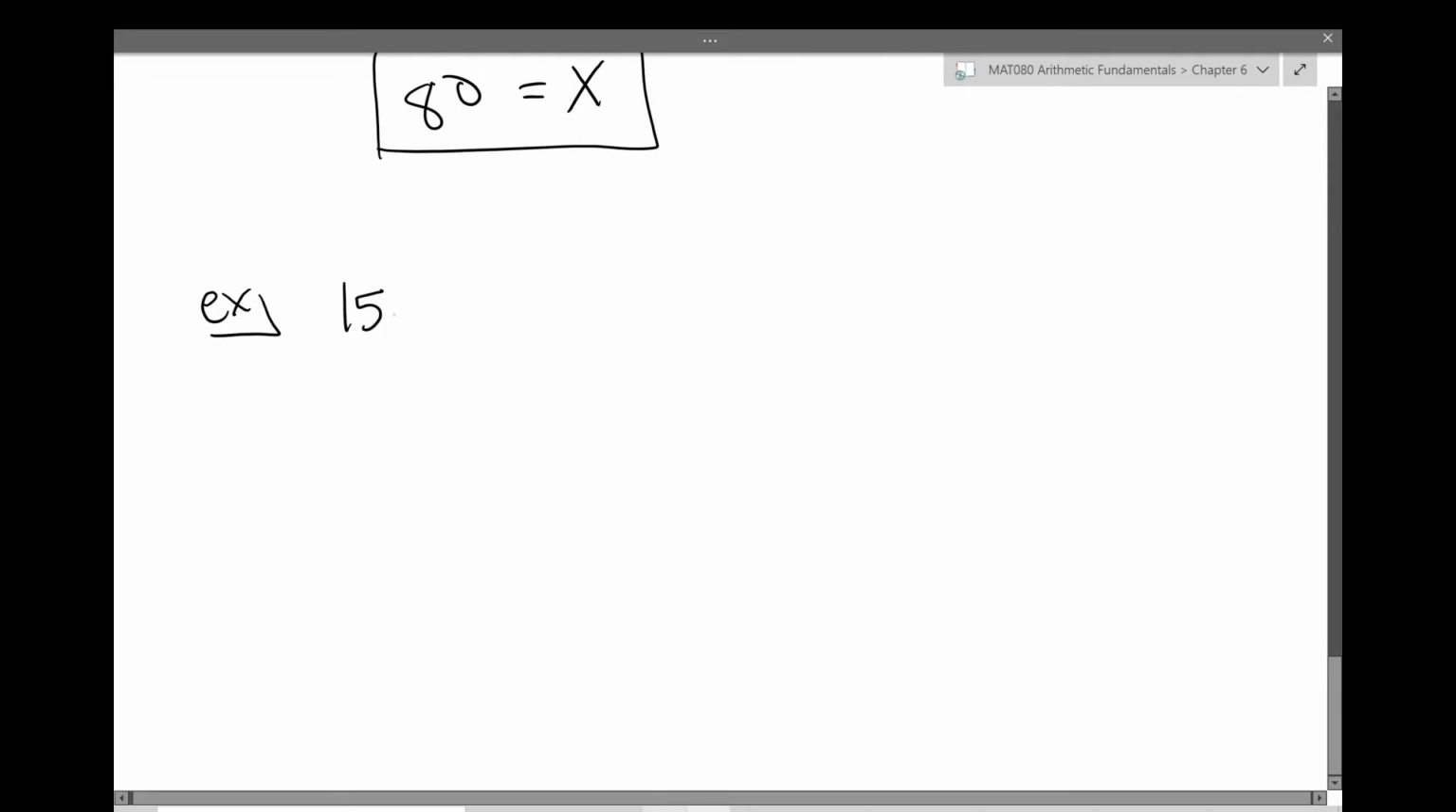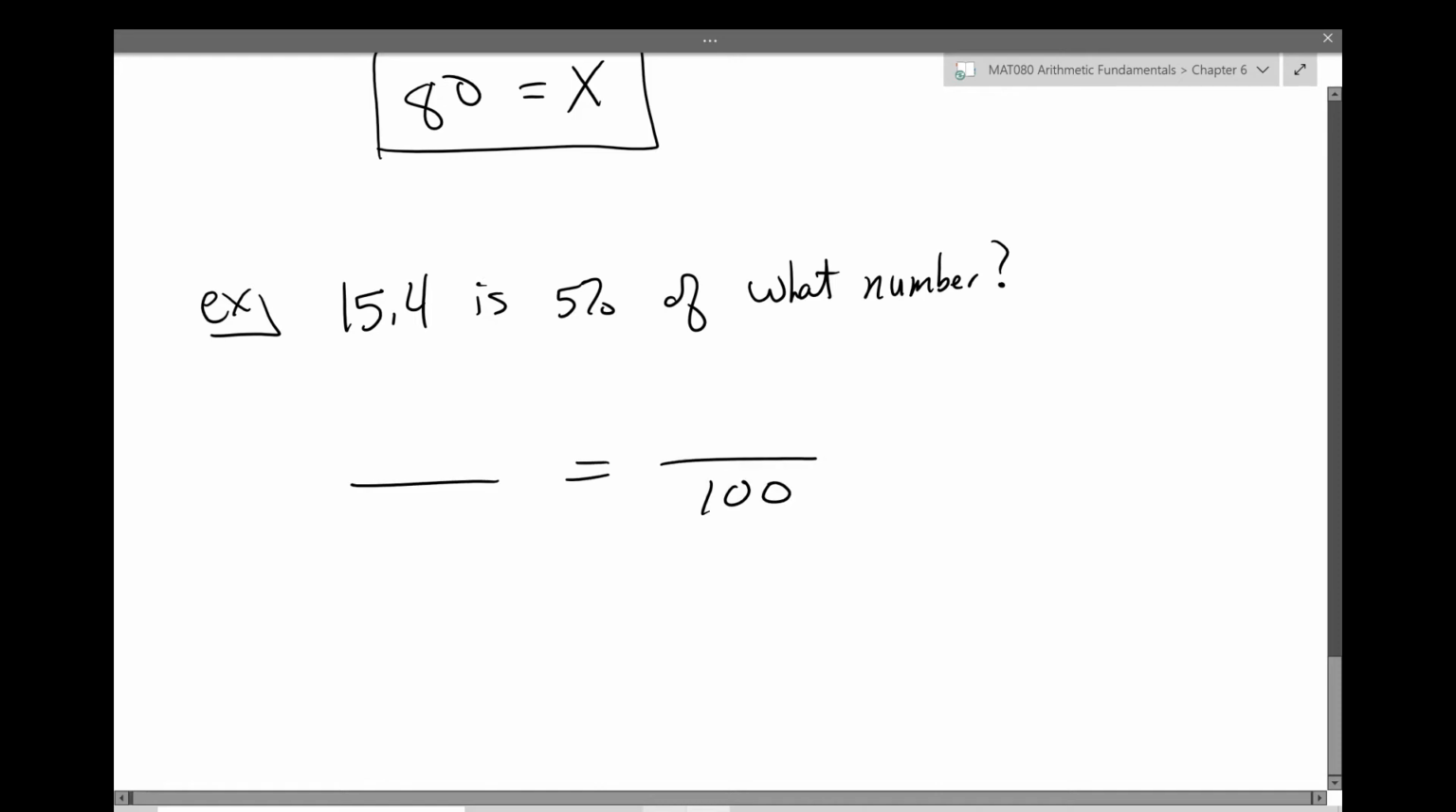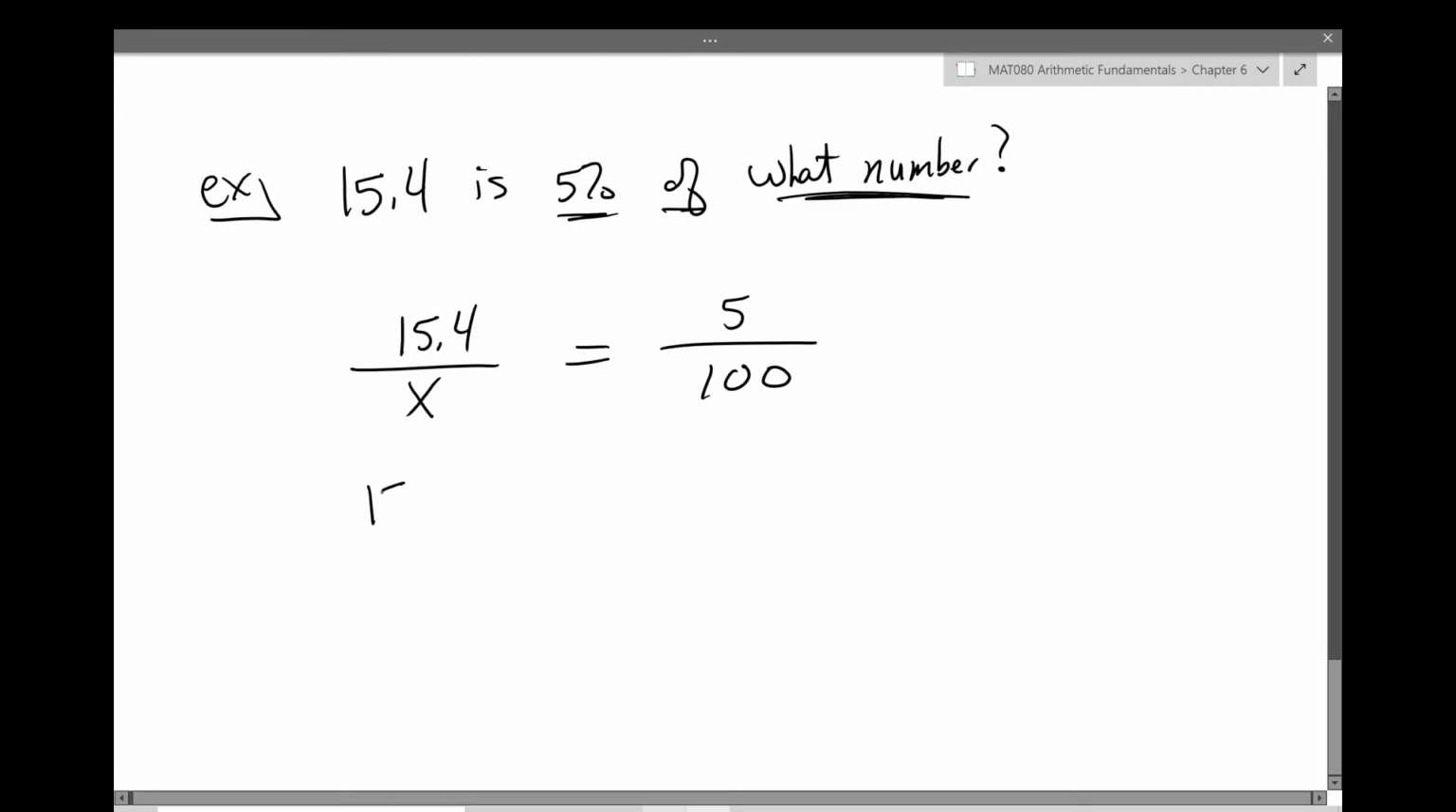How about 15.4 is 5% of what number? All right, so set up your proportion again. I see the percent symbol, so I know a 5 goes there. There's the word of. I don't know what number that is, so I put an x. And I put 15.4 in the numerator. So now I cross multiply: 15.4 times 100 equals 5 times x.